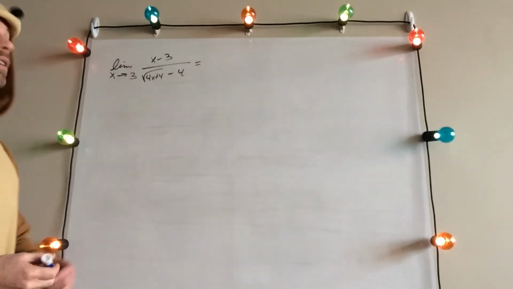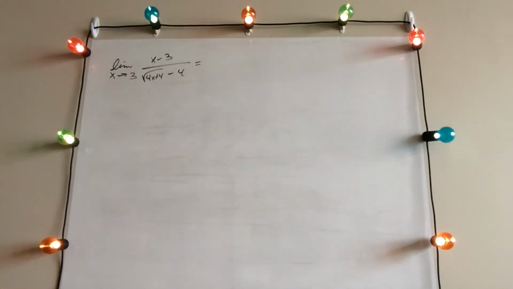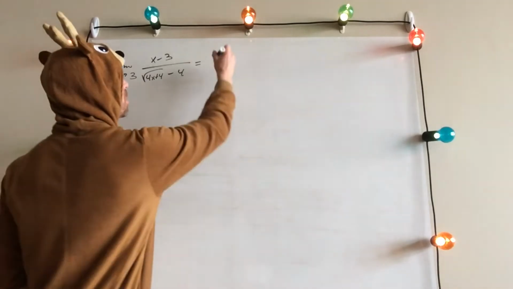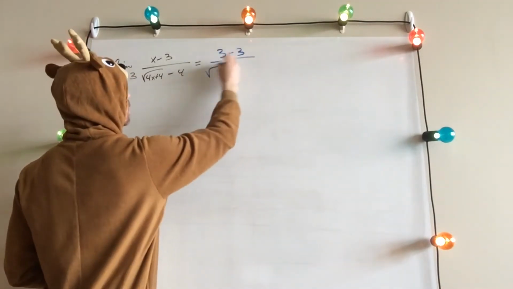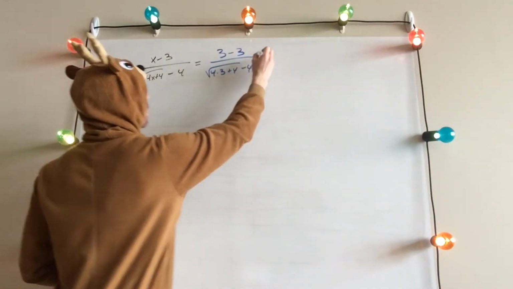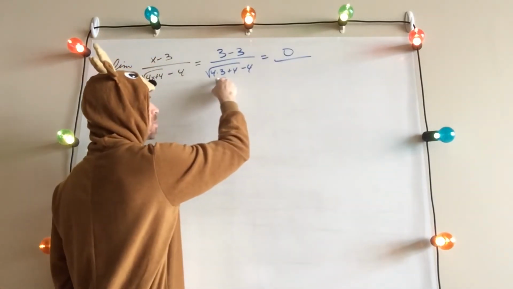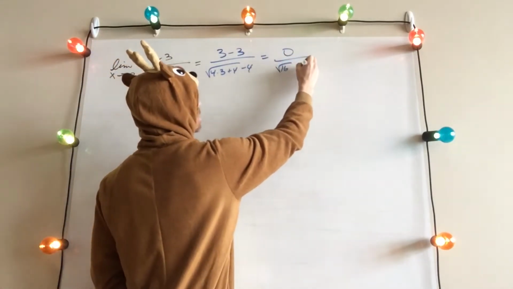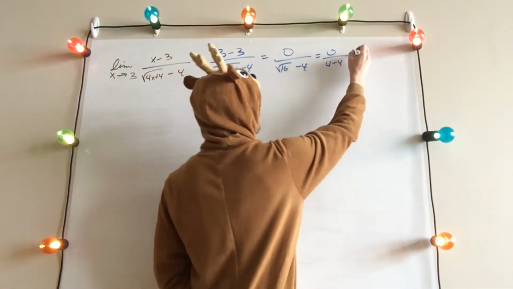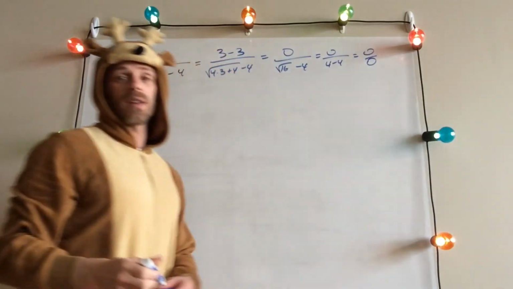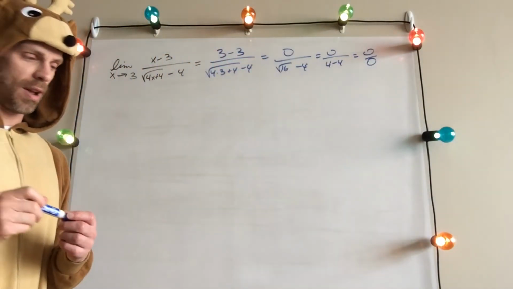All right, here we go again. Always going to first try direct substitution. Let's just put that 3. We have a 0 up top, down low. 4 times 3 is 12. 12 plus 4 is 16. It's inside a square root. Square root of 16 is 4, so we're 4 minus 4. 0 down low, which is a problem for us.